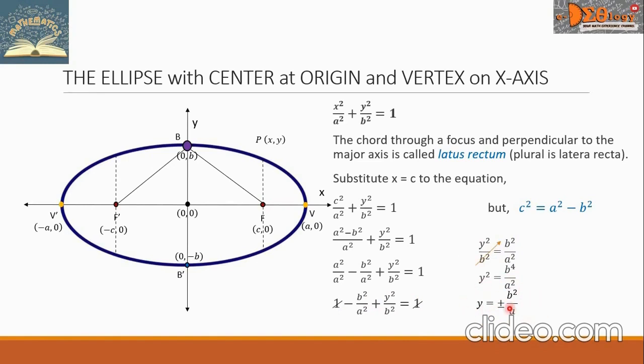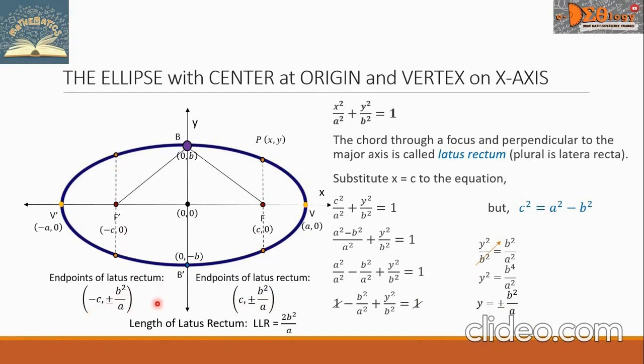of the latus rectum. It means to say, this is the first latus rectum and the endpoints are c, comma, plus or minus b squared over a. For the second latus rectum, the endpoints are negative c, comma, plus or minus b squared over a, respectively.